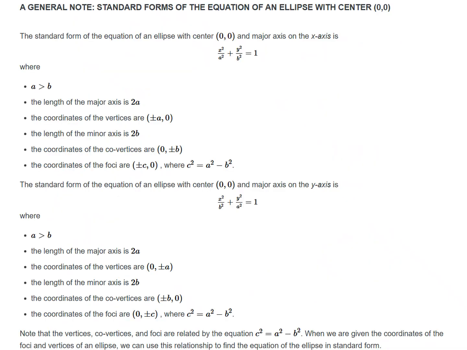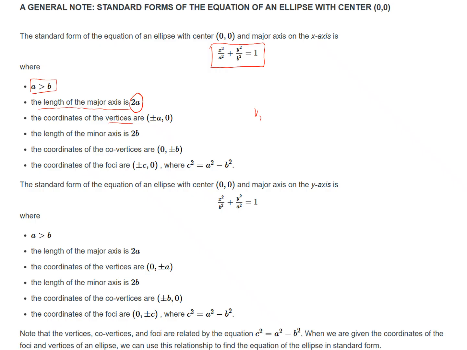So take note, this is the general note that we have for the standard form of the equation of an ellipse with center at 0, 0. The standard form is given by this: x squared over a squared plus y squared over b squared equal to 1, where a is greater than b. And the length of the major axis is equal to 2a. So remember this.